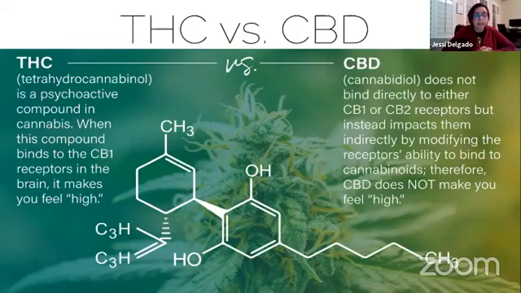But CBD does not bind directly to either of these receptors. Instead, it impacts them indirectly by modifying the receptors' ability to bind cannabinoids. These indirect actions include activating another receptor called TRPV1, which is part of the endocannabinoid system.